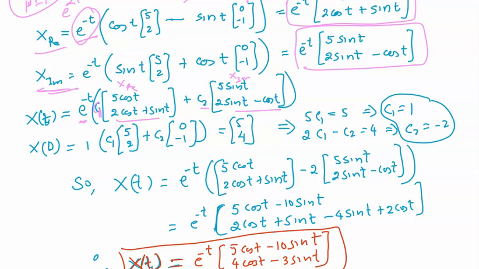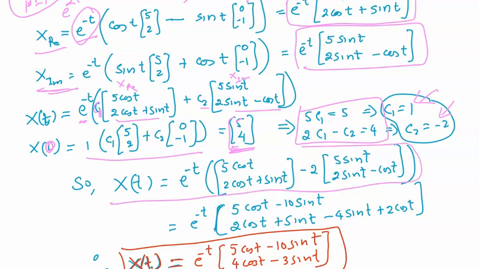Now, since we have this initial condition, when t is 0, it's going to be the vector 5 and 4. When you put t equals 0, you're going to have only this much left. You can come up with these equations, and then you can see c1 is 1 and c2 is -2. Plug back into that equation. So I just plug in back here.